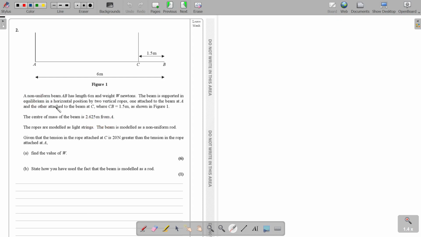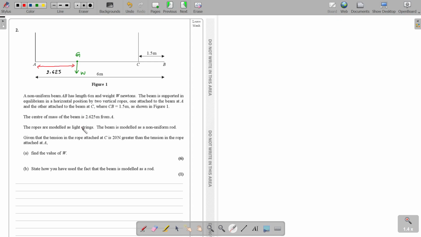So non-uniform, meaning the center of mass is not at the center. So they have actually given you the distance to the center of mass. Can you see? So the center of mass is acting at a distance. Over here, the weight is acting. So let's say the center of mass acting position is G, and they have told you the distance from A to the center of mass is 2.625. Are you with me? 2.625, this particular distance.